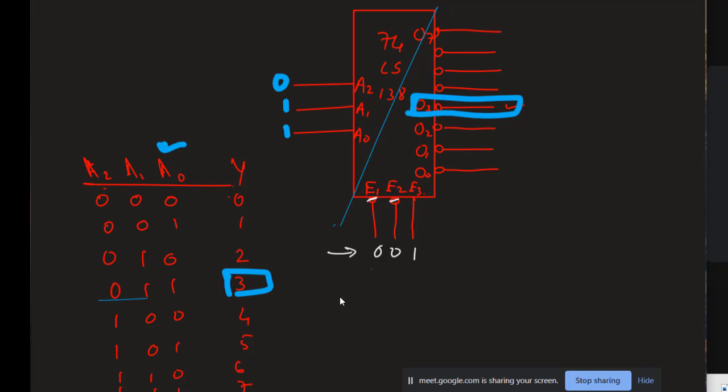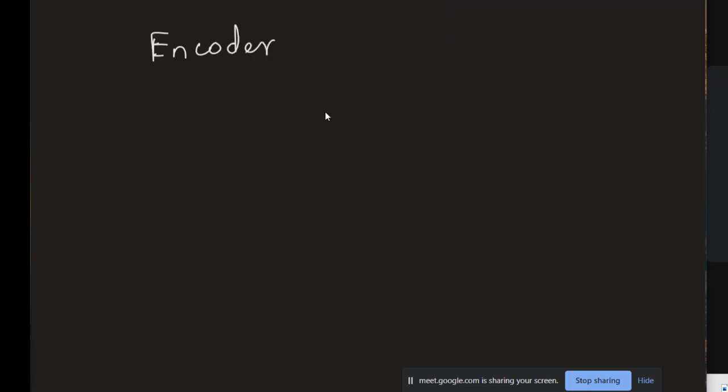I hope this part is clear, very much clear. This is called a decoder. Is it clear? Let's go to the next part, that is the encoder. So I'm going to give you the logic diagram, block diagram for the encoder. 8:3 encoder. Okay. In the decoder it was 3 inputs and 8 outputs, right?